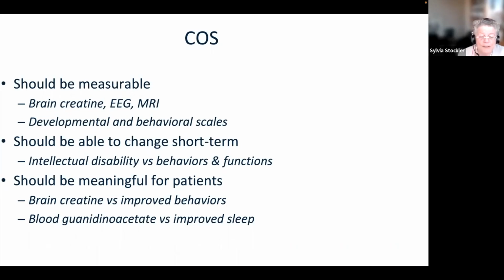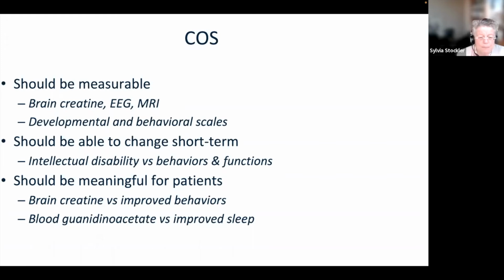Same for guanidinoacetate in the blood, which can be improving a lot when we treat with creatine and with ornithine and with diet. But more important for the family and for the patient is, for example, that the sleep is better or that seizures are better. So this is the difference between those biomedical, well measurable outcomes and the meaningful outcomes for patients.